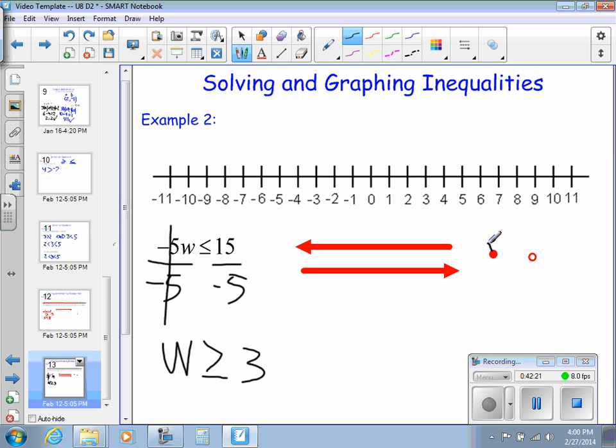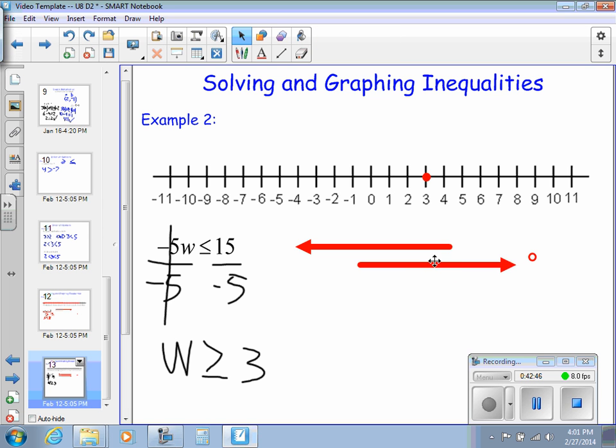And so I need this, whoops, where am I at? I need this dot over here on the 3. Oops, and I moved the wrong piece. Let's try it again. I need this dot over here on the 3 to indicate that the 3 is included. And then it's greater than or equal to. So I need to point toward the larger side. So I need this arrow.